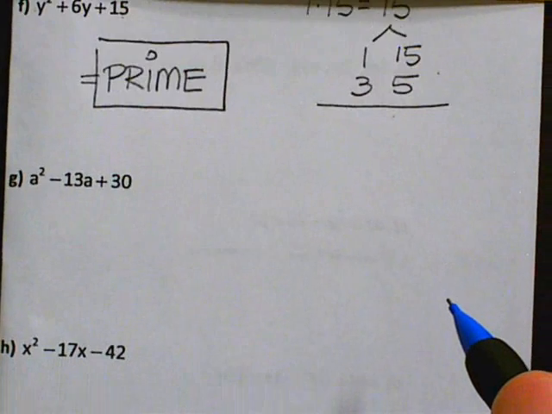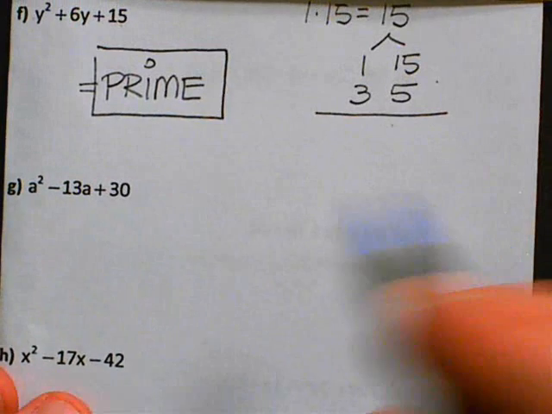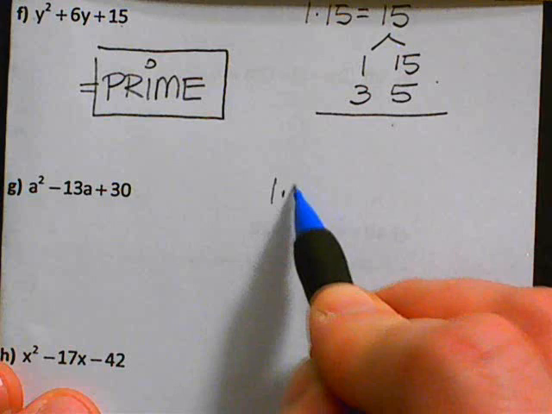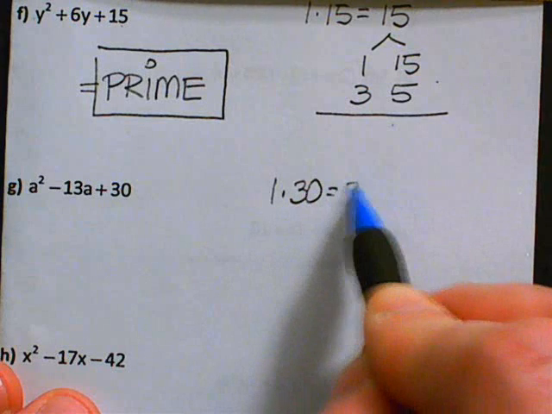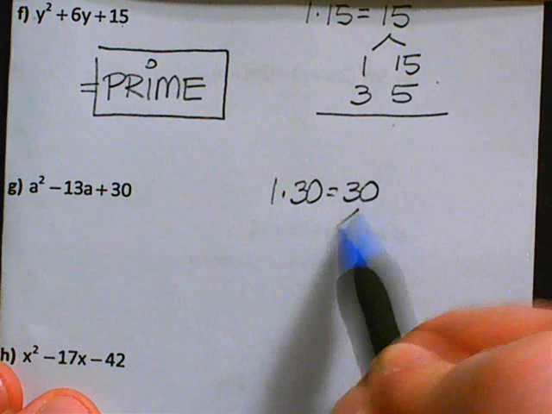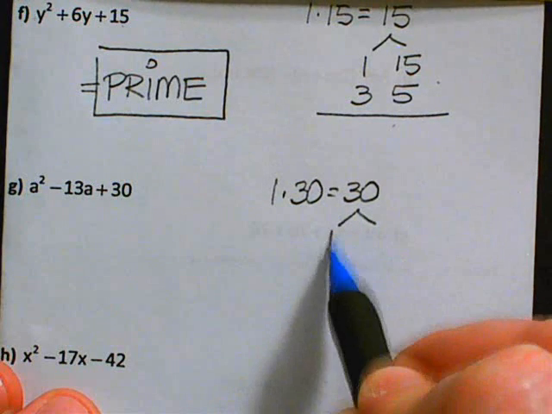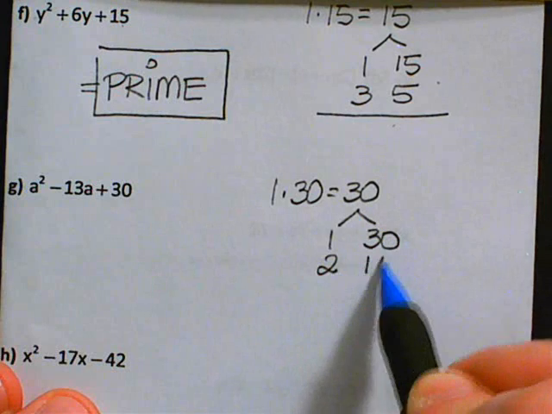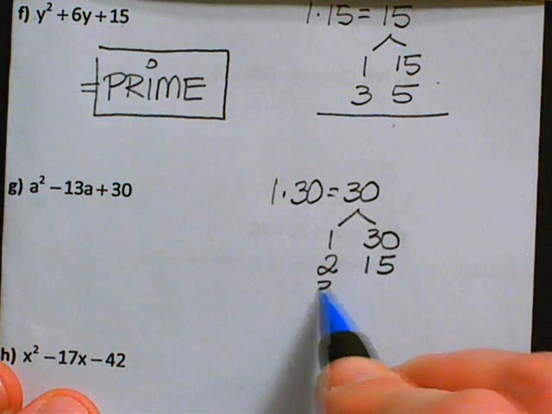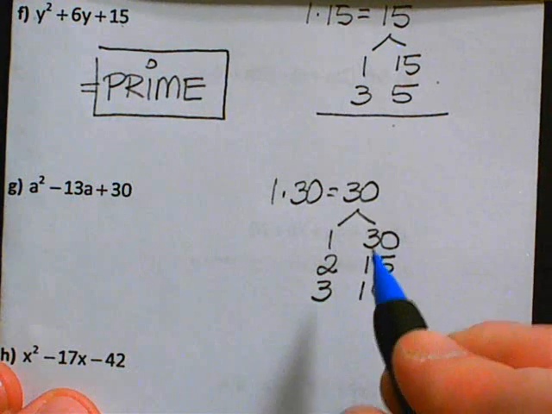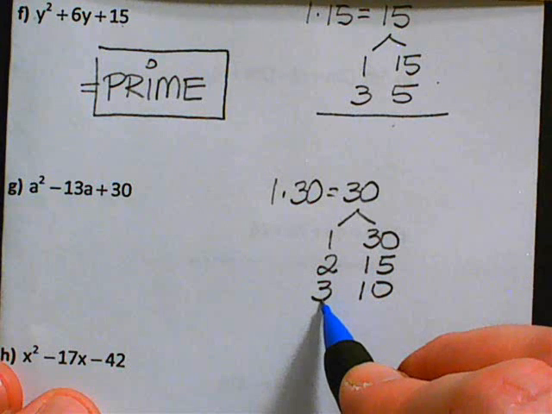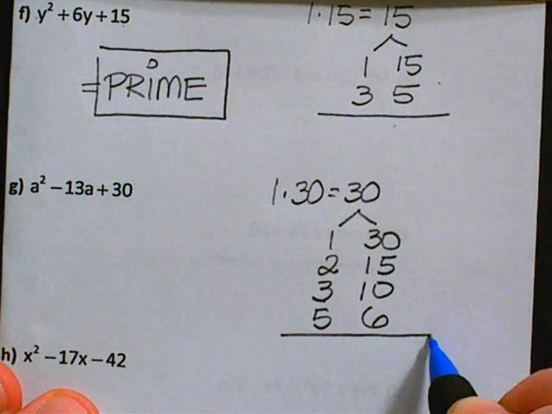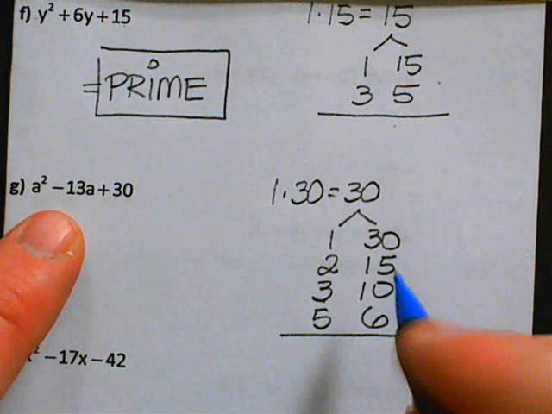This one, we're going to do 1 times 30. So 1 times 30 equals 30. Two numbers that give me 30 will be 1 and 30, 2 and 15, 3 and 10, 4 does not go into it, 5 and 6, and that's it. And we're looking for something that gives me 13. So there's two options here, 10 and 3, 15 and 2.